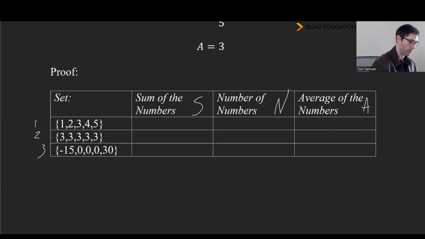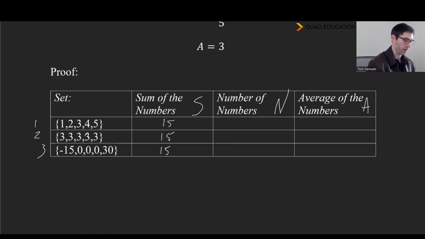So the sum of the numbers, 1 plus 2 plus 3 plus 4 plus 5, we already know that's 15. And then the second set, 3 plus 3 plus 3 plus 3 plus 3, same thing as 3 times 5, because there are 5 threes, and that's also 15. And then in the next one, we have negative 15, 0, 0, and 0. That totals to negative 15 so far. And then negative 15 plus 30 is 15.